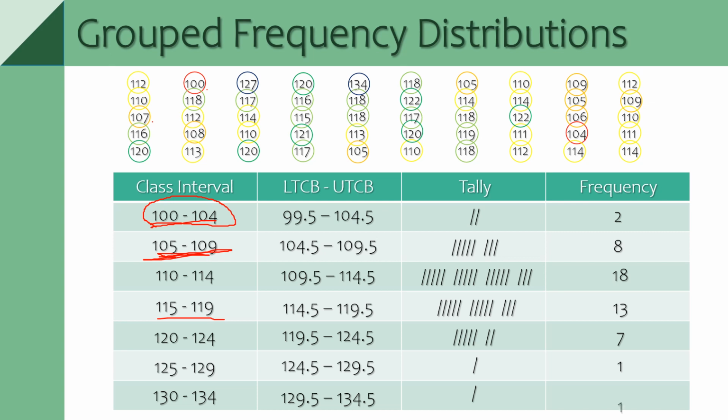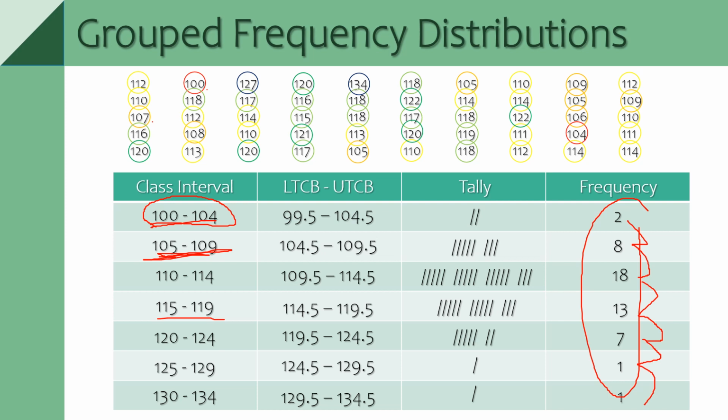So para malaman natin kung kumpleto, i-add natin tong frequency natin, isa-isa, kailangan saktong 50 yon. So 2 plus 8, so that is equal to 10. 10 plus 18, so 28. Okay, so 28 plus 13, so that is equal to 41, plus 7, so that is equal to 48, plus 1, 49.